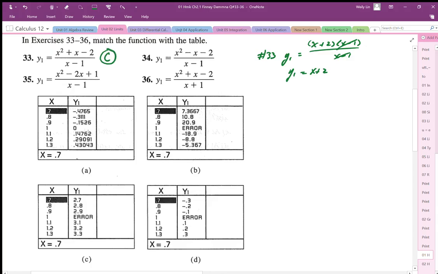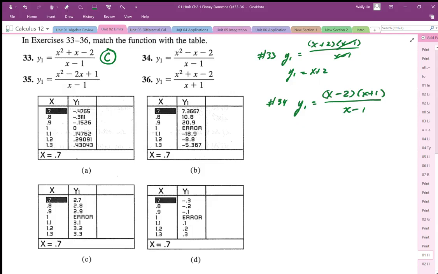For number 34, we can do the same thing. We're going to end up with y1 equals, factor this into x minus 2, x plus 1, all over x minus 1. Here we have nothing canceling out, so this is going to be a rational function. And so we're still going to have an error at x equals 1.